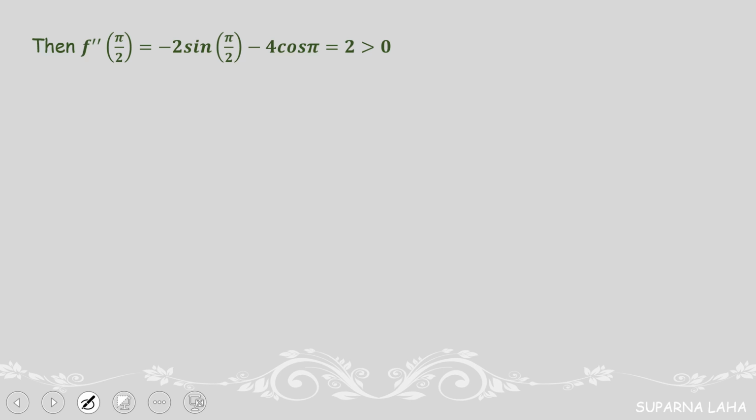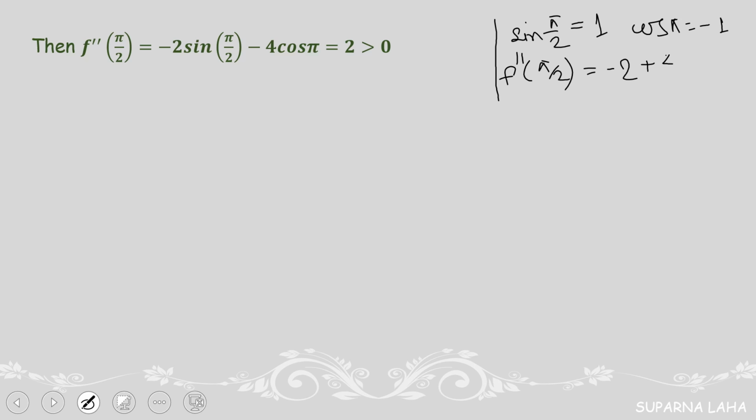So put the value pi by 2 in the place of x in f double dash. So what is sin pi by 2? Sin pi by 2 is 1, and what is cos pi? Minus 1. So if we put the values, f double dash at pi by 2 is given by minus 2 and plus 4, that is plus 2. Here it is greater than 0.